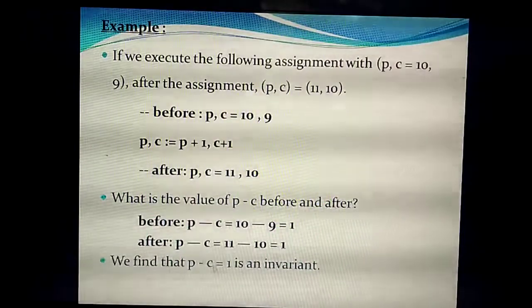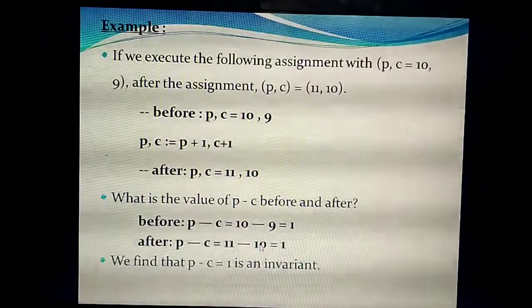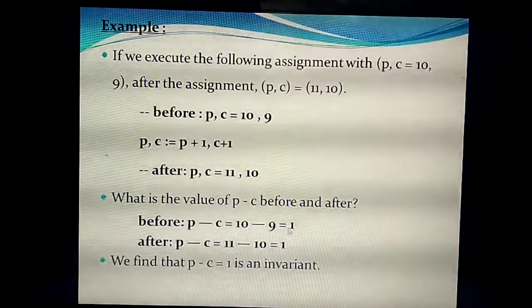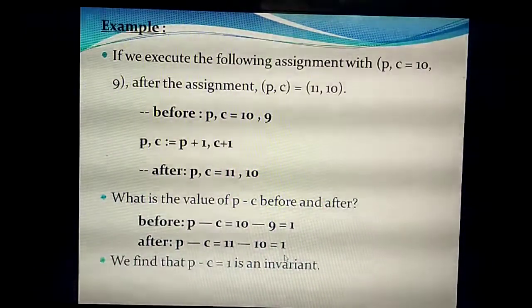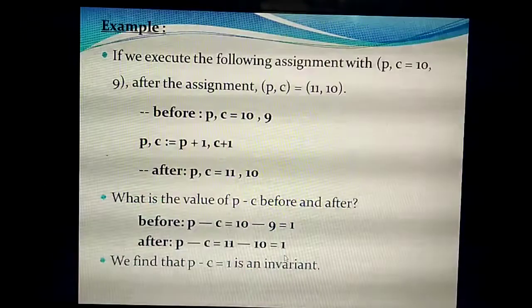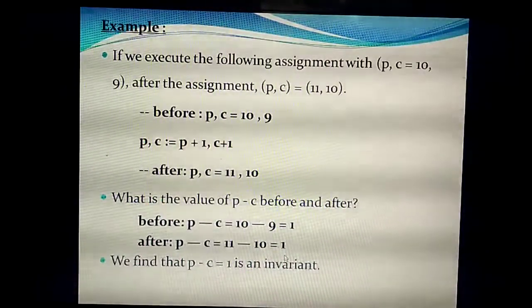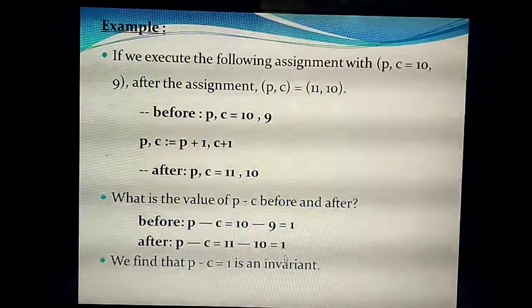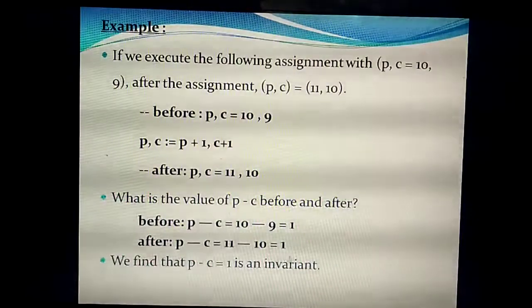So P minus C, what answer are you getting? 1. So before the assignment you are getting P minus C as 1, and after the assignment also you are getting P minus C equal to 1. So we can say this problem is an invariant. Understand why we are saying the problem is an invariant? Before the assignment you get the same answer, and after the assignment also you get the same answer, but here you subtracted. In the last problem you added, but here you subtracted. Understand?